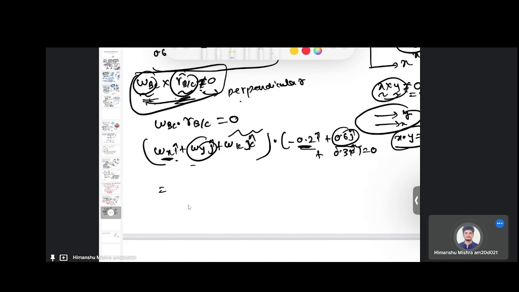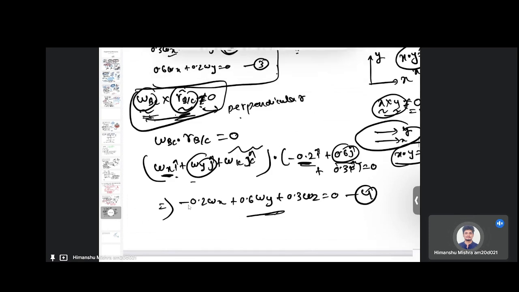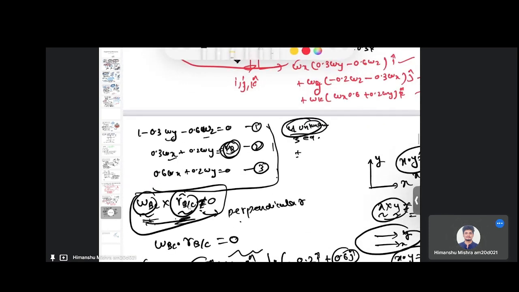So you will get minus 0.2 omega x plus 0.6 omega y plus 0.3 omega z equal to 0. So this works as the fourth equation. So this is our objective, to get the fourth equation, so we can solve for the four unknowns.